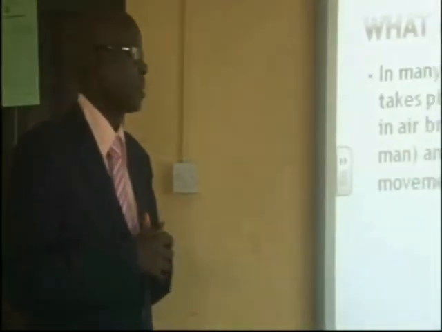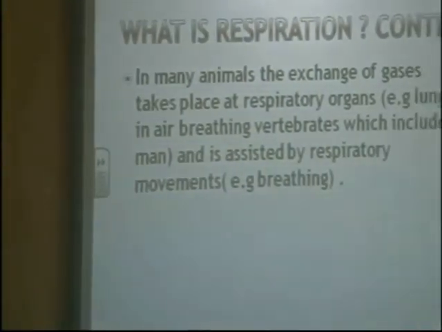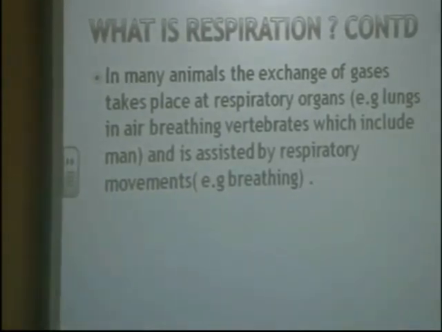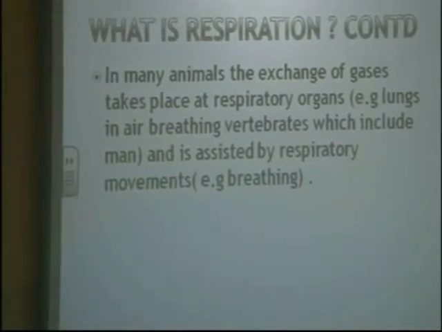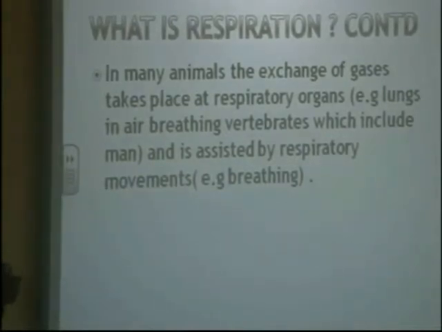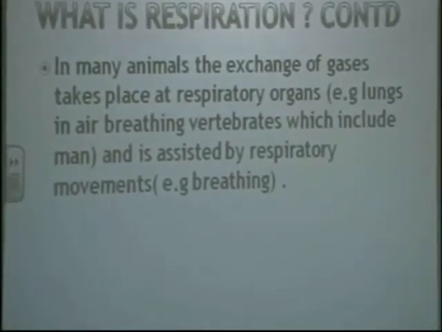External respiration is not the only form of respiration that we have. But in actual fact, in many animals, the exchange of these gases takes place at respiratory organs. And for example, what is the respiratory organ in man? It is the lung. So the lungs are the respiratory organ in breathing vertebrates. So we have this respiration taking place in the lungs.